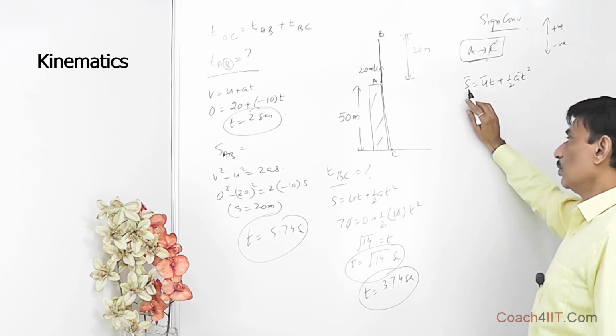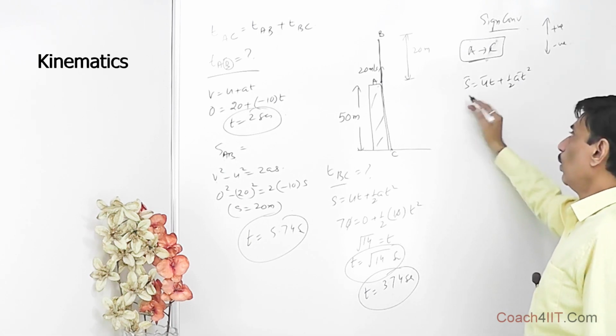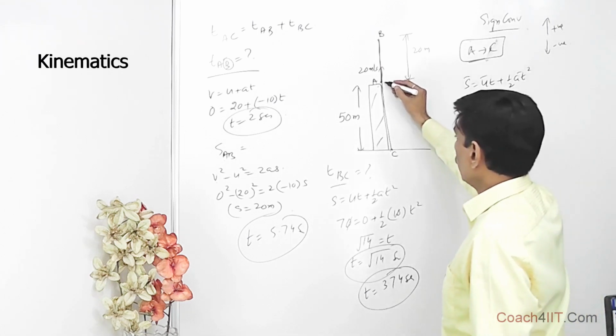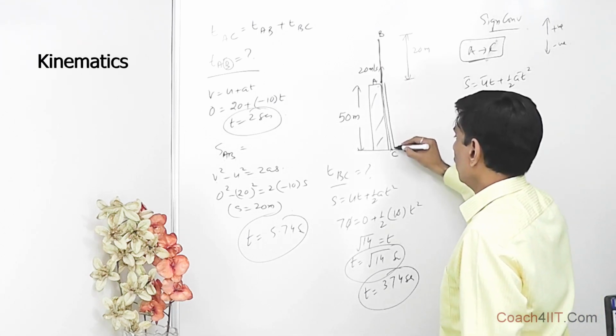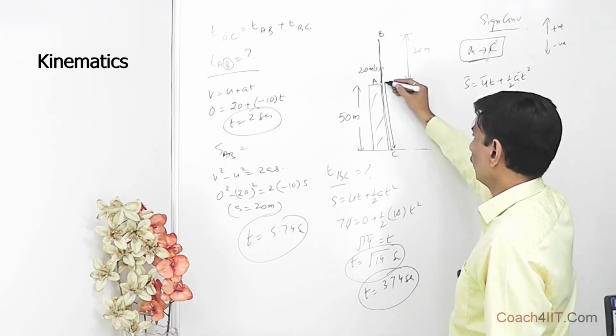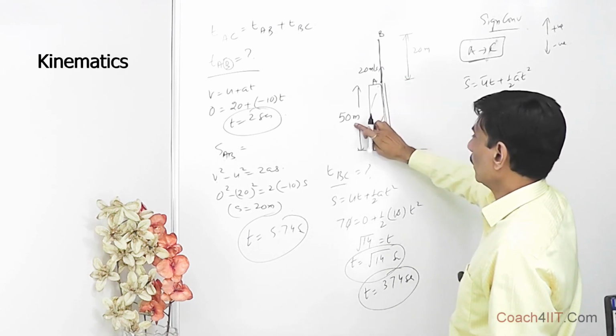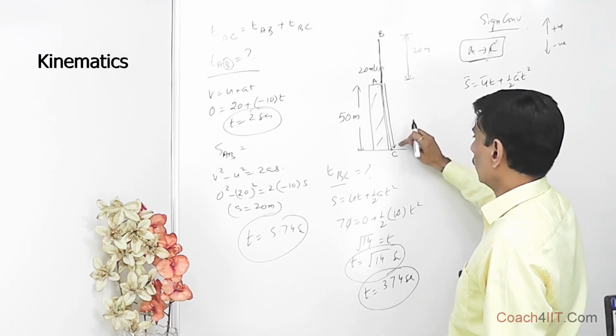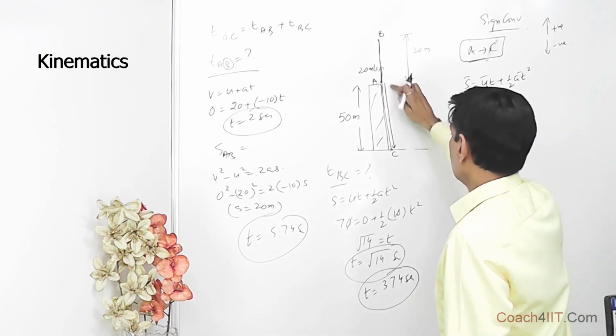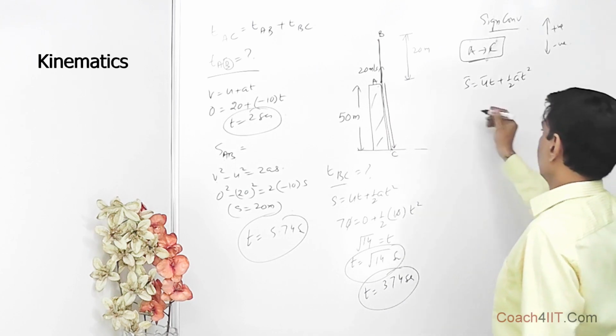Now S is not distance, but displacement. What is the displacement? Join the initial point and the final point with the arrow on its head towards the final point. This length is 50 meter. Is it in the downward direction or upward direction? This is in the downward direction. Downward direction has to be taken as negative.